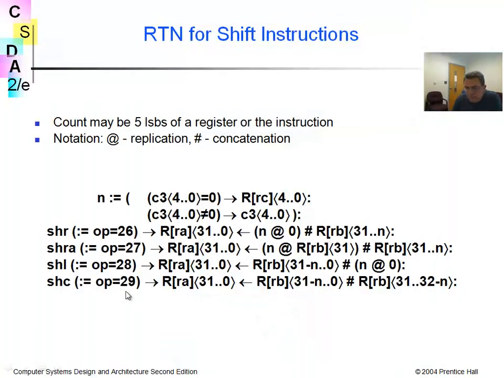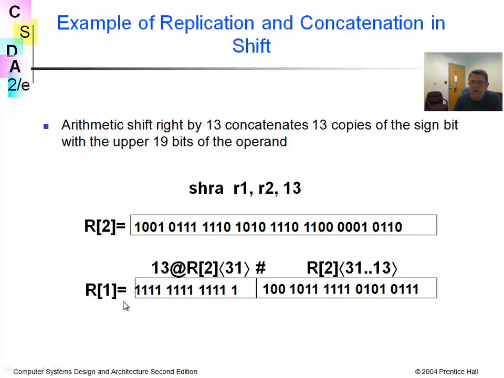And then shift constant. How many bits to shift constant? And it's exactly the same thing. And how many bits you want to shift, you just shift them in the same fashion. This is exactly the same encoding.